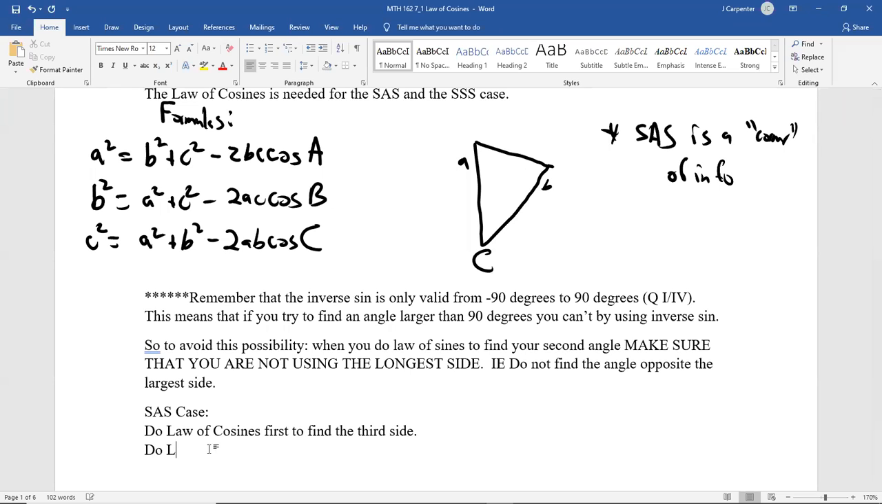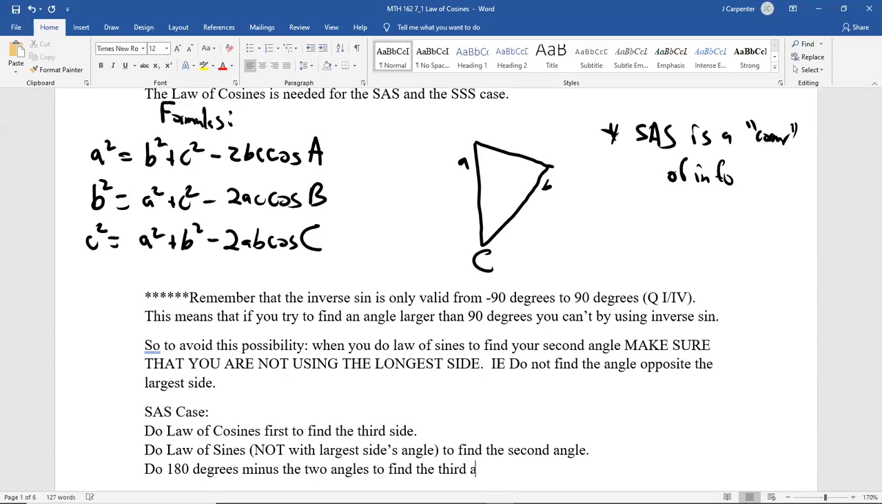Do law of cosines to find the third side first. Then do the law of sines, not with the largest side's angle, to find the second angle, and then do 180 degrees minus the two angles to find the third angle.